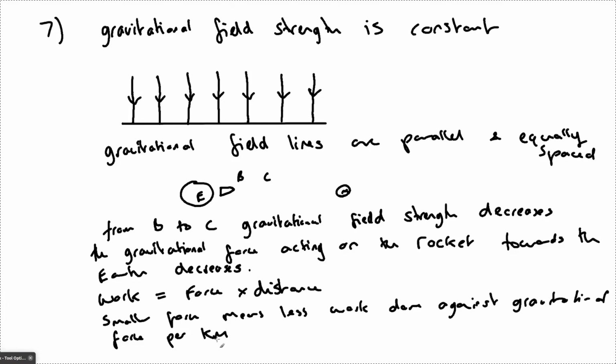And there we are. Okay, so from B to C, gravitational field strength is decreasing. The gravitational force then acting on the rocket back towards the Earth is decreasing. We know that work equals force times distance. A smaller gravitational force means we're doing less work against gravity, and that basically there is the answer to the question. So the decrease in its kinetic energy per kilometre is going to get less because you're converting less kinetic energy to gravitational potential energy.